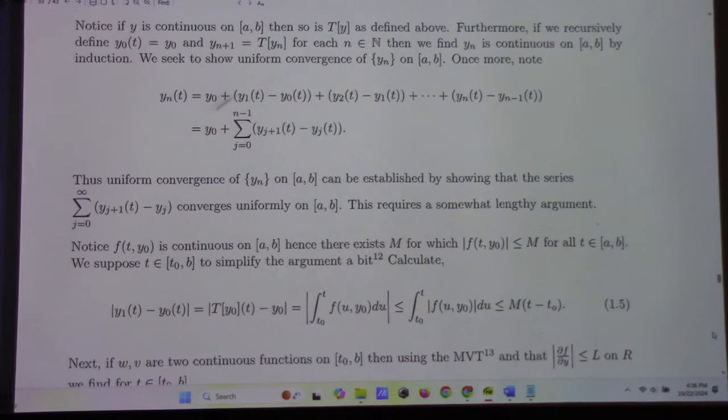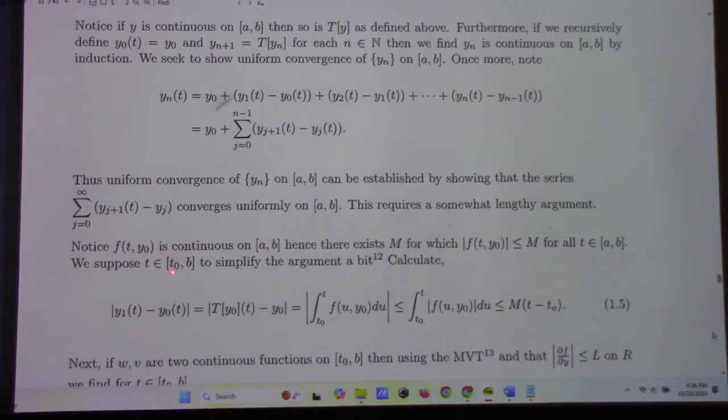So this is a somewhat lengthy argument, though. So here's how it goes. Since this is continuous, for t variable and y naught fixed, it's continuous on AB, there exists an M such that we can bound f of t comma y naught for all t in the closed interval. Point number one.